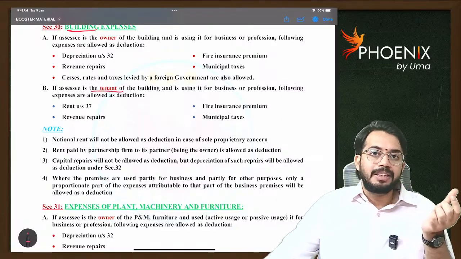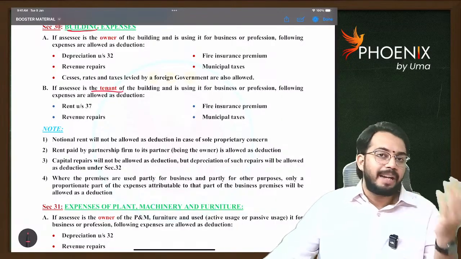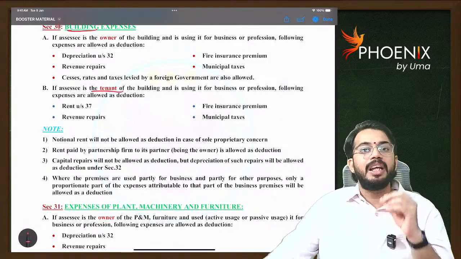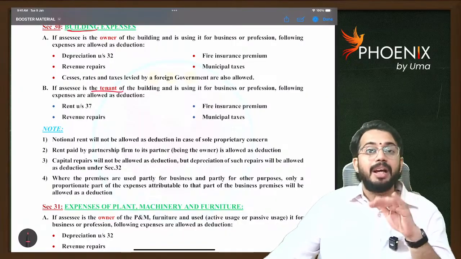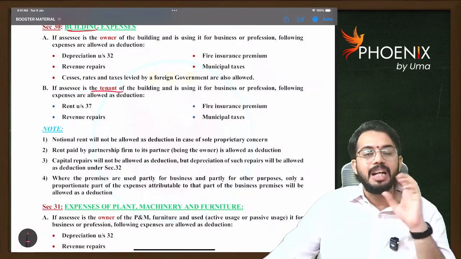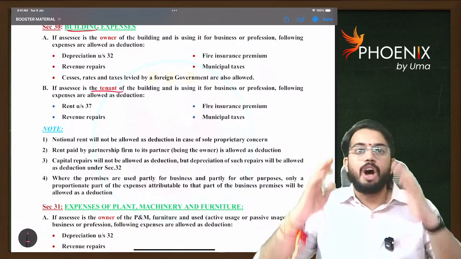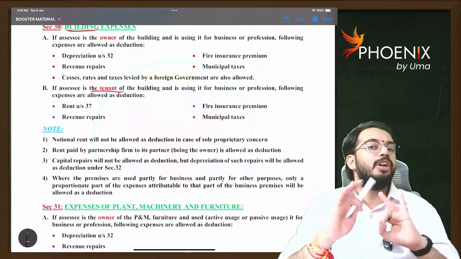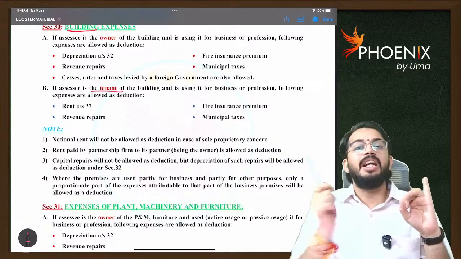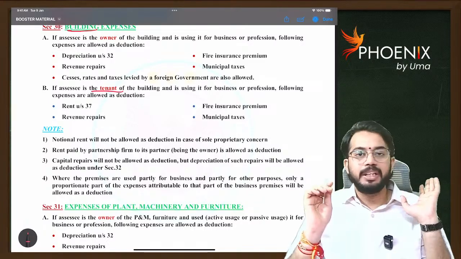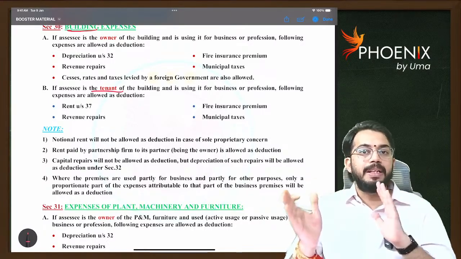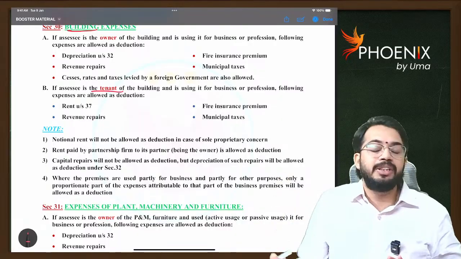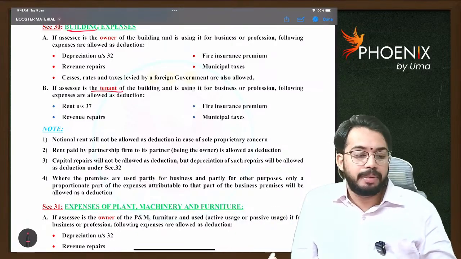The only difference is that in case of an owner, he will claim depreciation. In case of a tenant, he will pay rent and claim rent as deduction. Are you able to understand? That is the difference. Students, always remember, depreciation and rent, both expenses are not allowed as deduction. Either depreciation is allowed or rent expenditure is allowed. Out of the two expenses, only one is allowed as deduction. Are you able to understand?